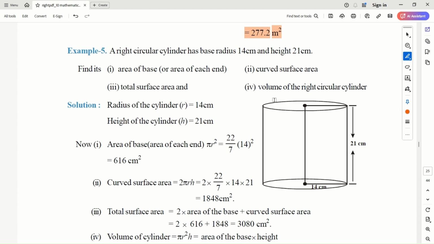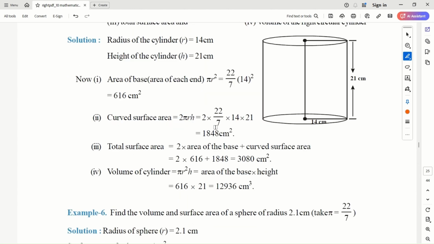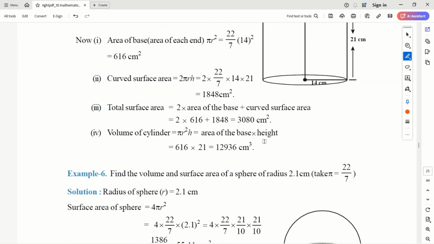and top. Volume of the right circular cylinder is nothing but cross section area, which is pi r square, into height. So pi r square h. So these are the four formulas you will apply to get the values. That's it. Okay. So these are the values. Each one is given here.